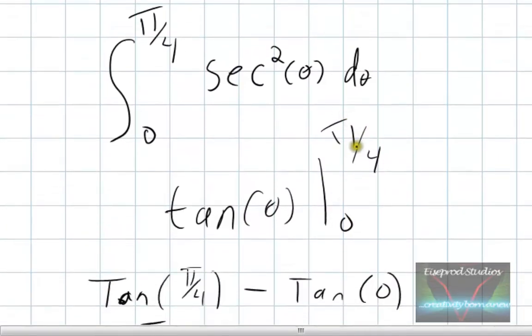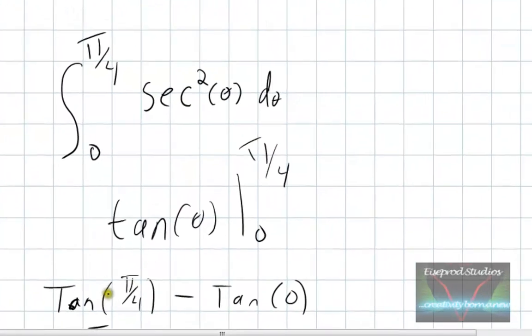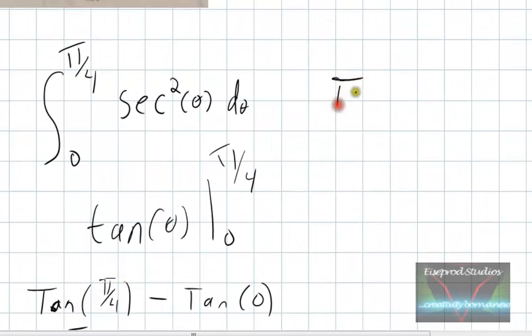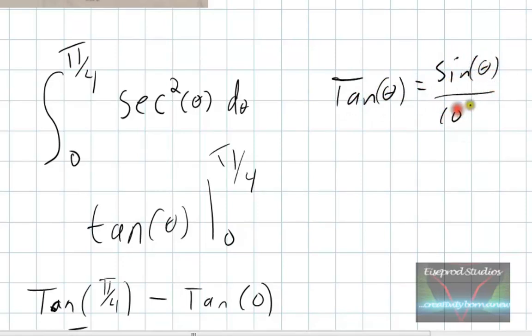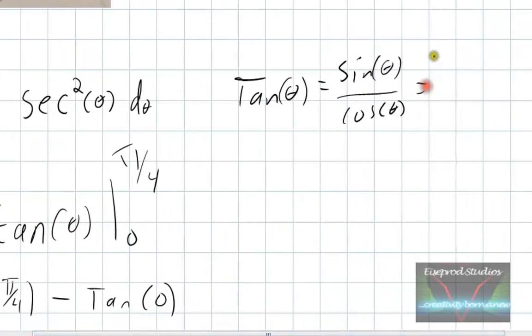So that means that we're going to plug in pi over 4 here, and we're going to plug in 0 here. And then we want to find the difference. So remember that tangent is the same as saying sine over cosine. So tangent theta is equal to the sine of theta over the cosine of theta. So when I take pi over 4, if I were to take the sine of pi over 4, that would give me root 2 over 2. And the cosine of pi over 4 is also root 2 over 2.